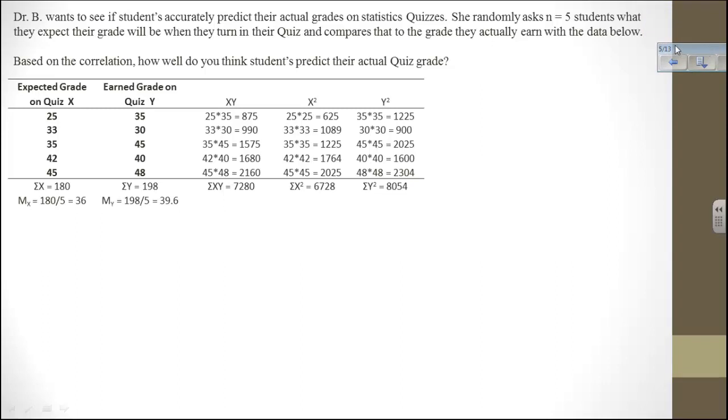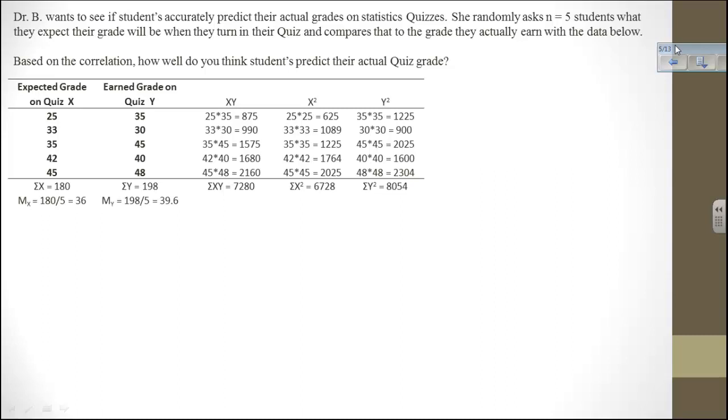And I calculated that data from a random selection of 5 students and then compared it to the actual grade that they got to see if students are actually able to predict what their quiz grade will be. So the first thing that often happens in a regression calculation, you calculate a correlation.